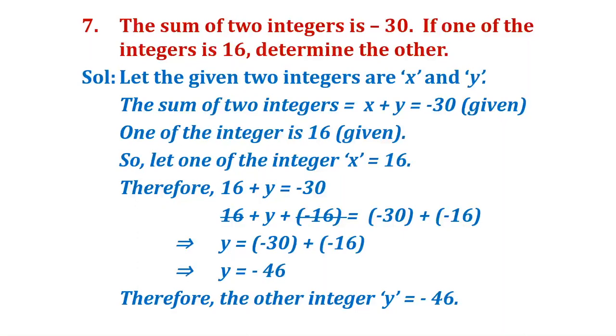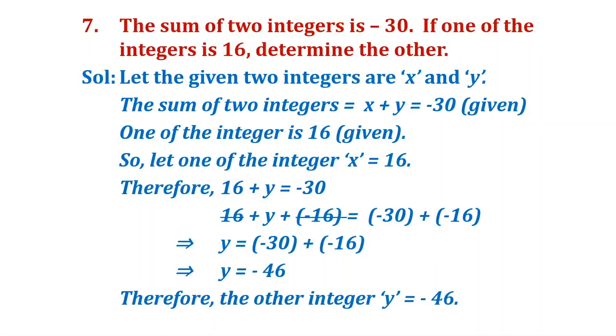Good morning, students. So up to now we have completed exercise 1A sixth problem. Coming to the seventh problem, the sum of two integers is minus 30. If one of the integers is 16, determine the other. Actually this problem belongs to the equation solving method, so first we have to learn how to solve the equation here.